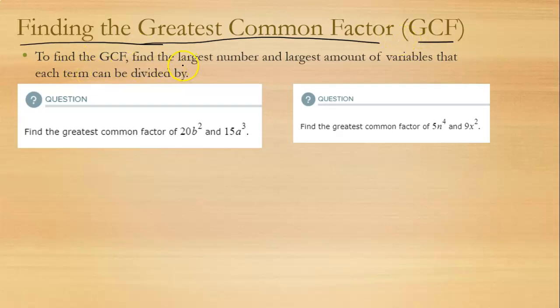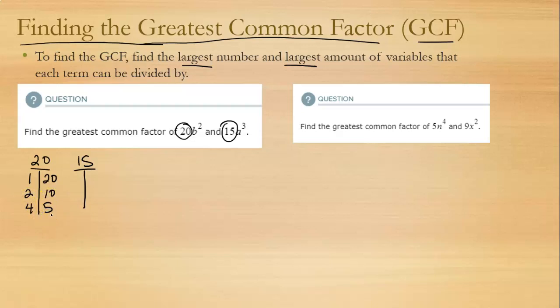To find your GCF, you're looking for the largest number and largest number of variables that each term can be divided by. So I always start by looking at my numbers. I want the greatest common factor of 20 and 15. So I think about the things that 20 and 15 can be divided by. If you know right away, great. Some of you do not though, and will need to make a T-chart. I start with 1 times what makes 20? Well, 1 times 20. And then I try 2. 2 times what makes 20? 2 times 10. And then I try 3, but 3 doesn't multiply to make 20, but 4 does.